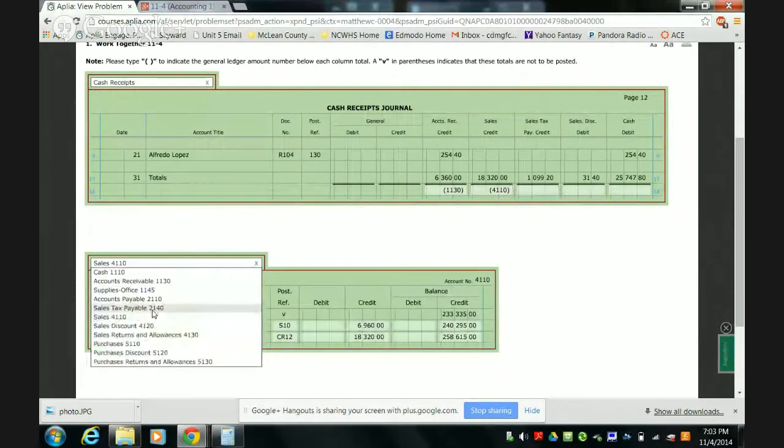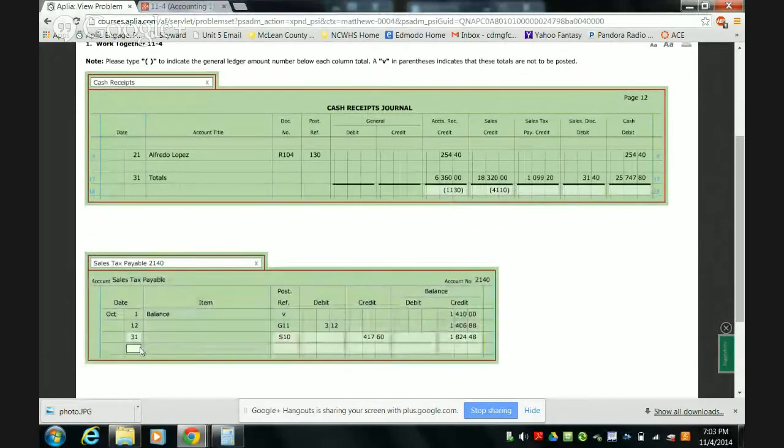Sales tax credit. So the process is just the same here. I'm just continuing to post all of these things. In this case, a sales tax credit of $1,099.20. Add it here. Do your calculation. And you end up with $2,923.68.